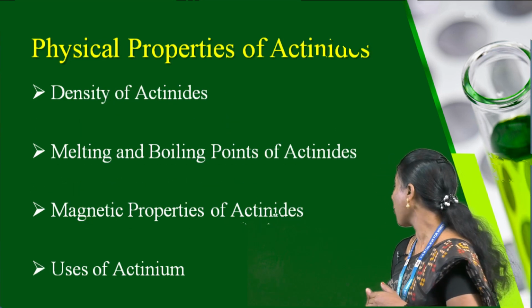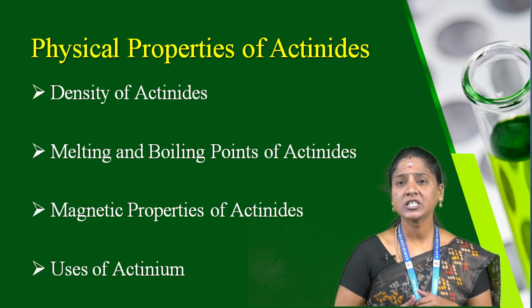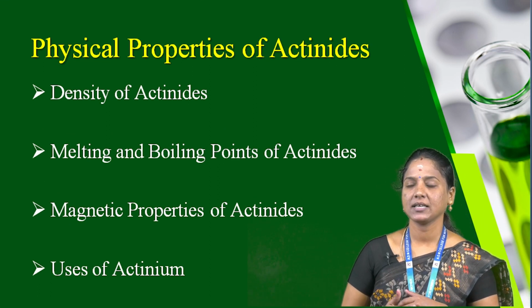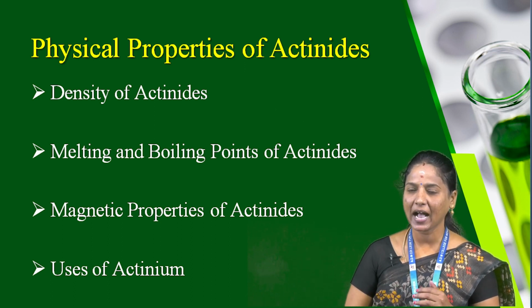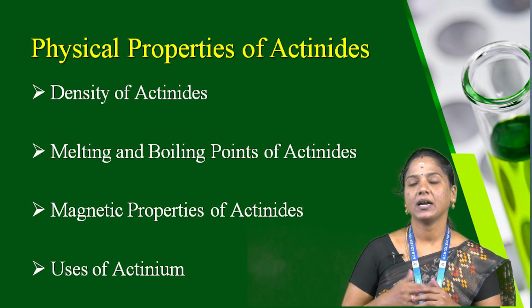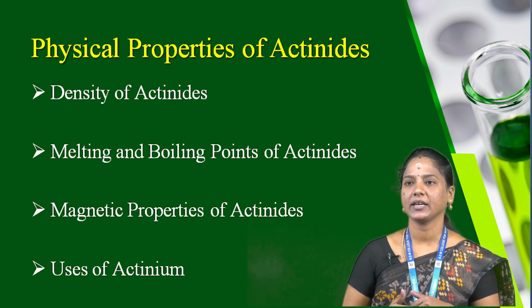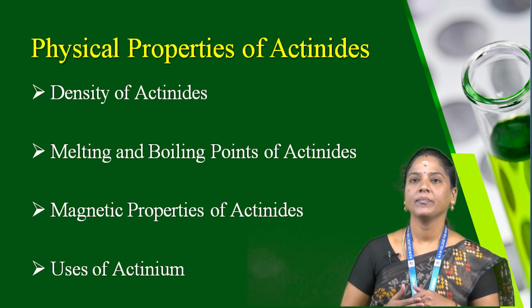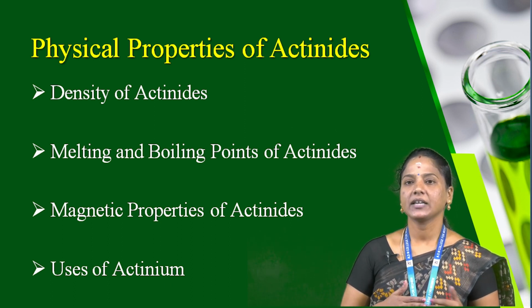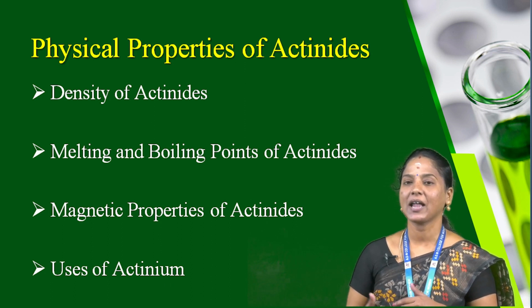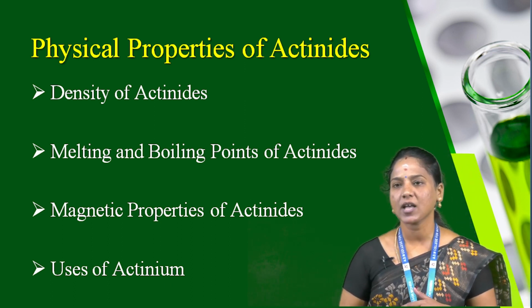Next one is the principal properties of actinides. First one, the density of actinides. All actinides except thorium and americium have very high density. Next one, melting and boiling points of actinides. Actinides have fairly high melting points like lanthanides, but there is no defined trend in the melting and boiling points of lanthanides.